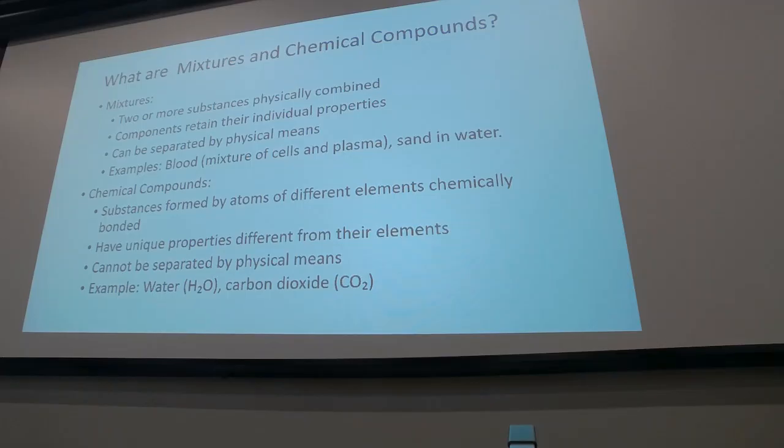So that's a mixture. Now we have chemical compounds, in which you actually have changes in both molecules. These are substances formed by atoms of different elements that are chemically bonded, and they have unique properties different from their origin. So they cannot be separated by physical means. An example is water and carbon dioxide.